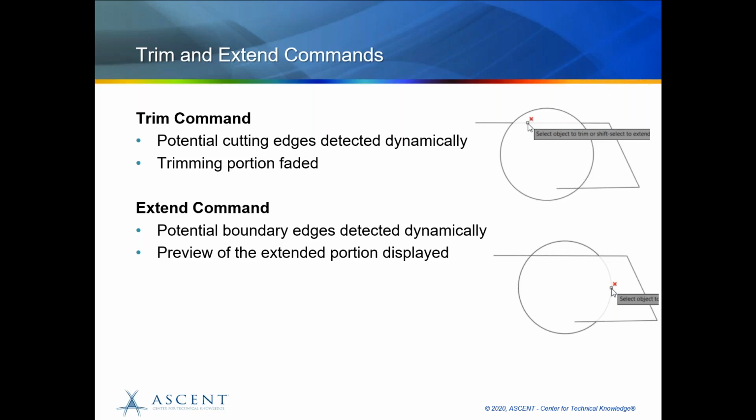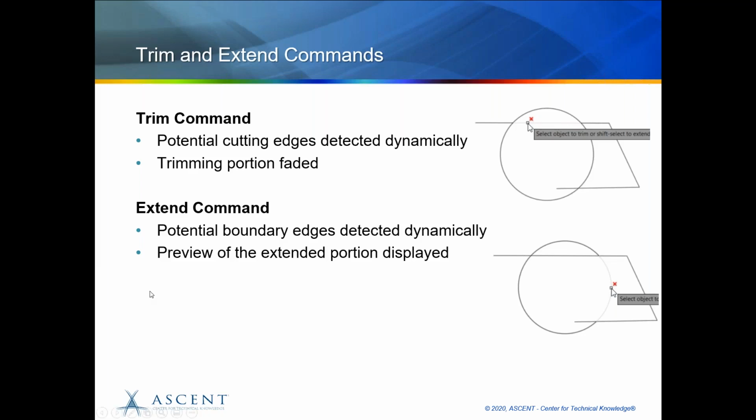Once you invoke the commands and start hovering the cursor over objects, the software automatically detects potential cutting edges for the trim command and potential boundary edges for the extend command. So this is a huge improvement. You don't have to select the cutting edges and you don't have to select the boundary edges for either the trim or the extend command. But these legacy ways are still available in the trim and extend commands, through the drop-down arrow menu for the options that is available with each command.